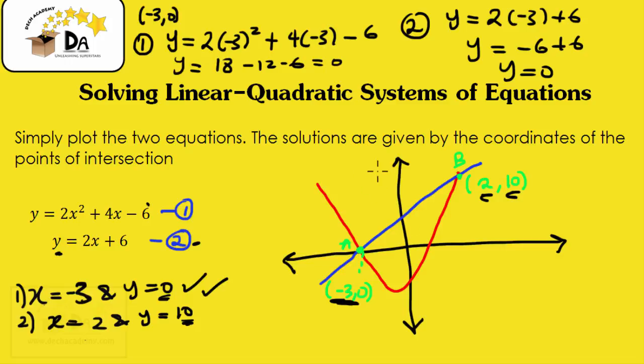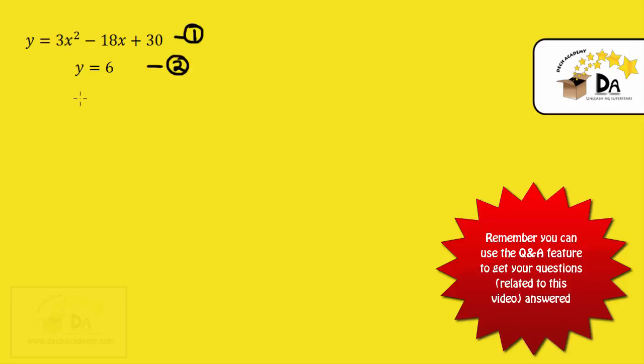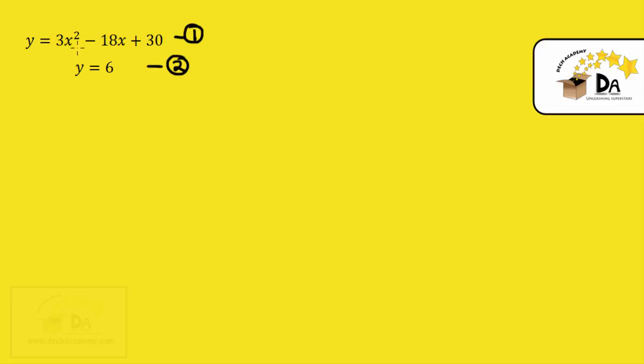So let's try another example. Here we have another quadratic linear system of equations. Here's the quadratic equation in the system, and here's the linear equation. Now in order to solve this system of equations for x and y values, corresponding x and y values that satisfy the two equations, we need to plot the two equations and read off the coordinates of the points of intersection, and we're done.